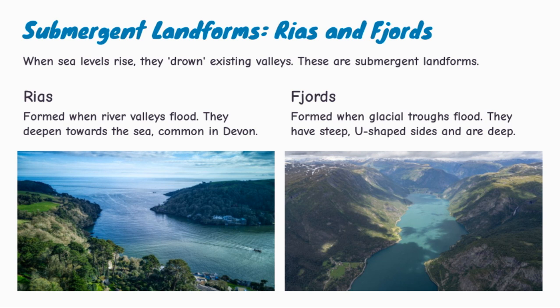A ria is a drowned river valley. It forms when rising sea levels flood the lower part of a river valley. Rias often have winding shapes because river valleys usually meander. They also usually become deeper towards the sea.